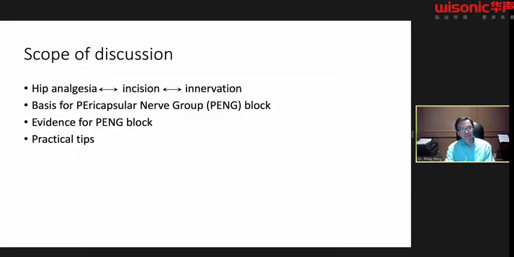So I think I summarized the 4 areas. I think the most important is the first few slides, which talk about the interaction between incision and the innervation and your hip block. And I did cover the basis for the Peng block, clinical evidence, and shared with you some of the tips. Thank you very much.